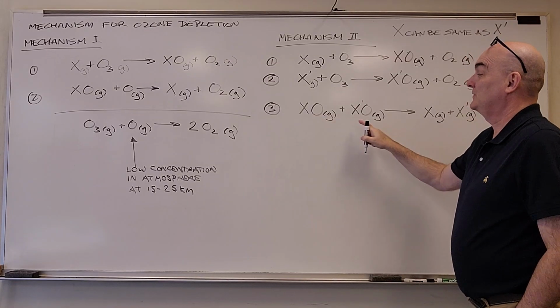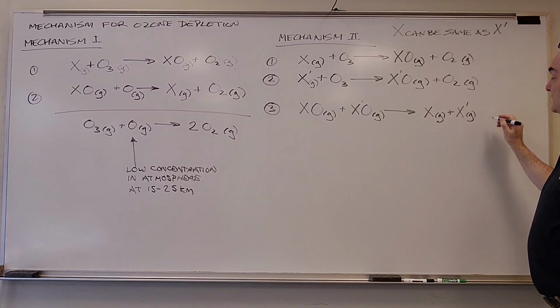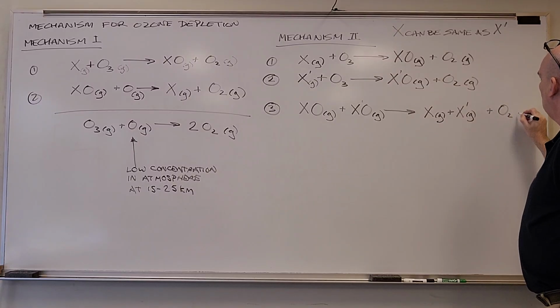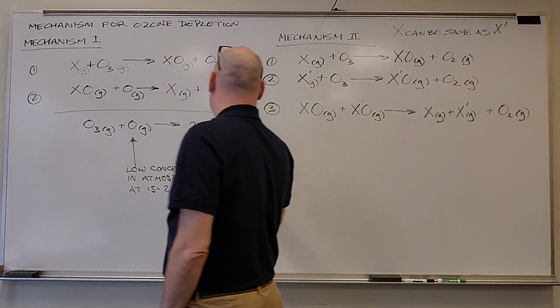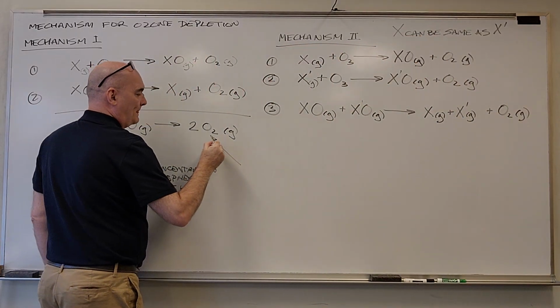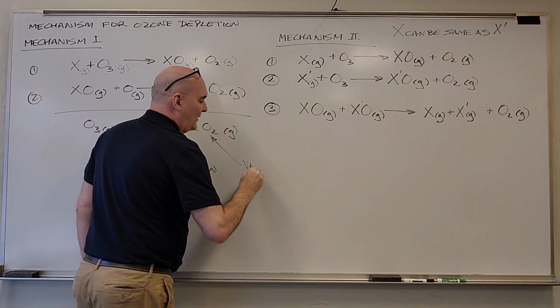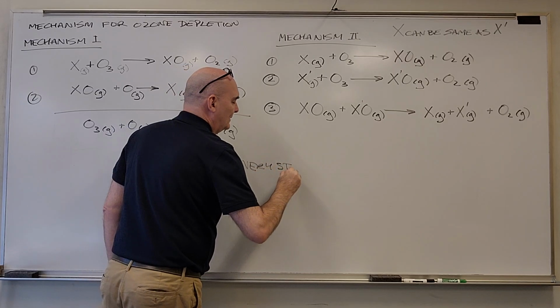If this is chlorine oxide, it would make 2 chlorines and oxygen gas. Okay, remember, oxygen gas, this guy. This is very, very stable. This is the key here.